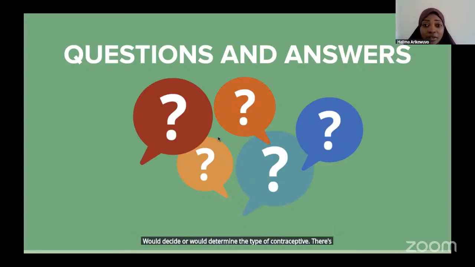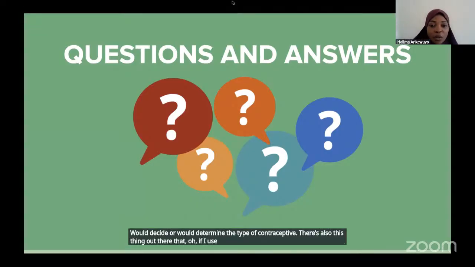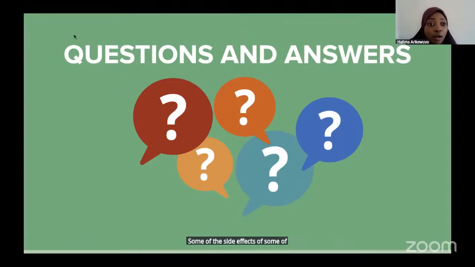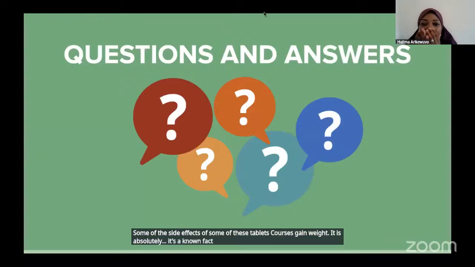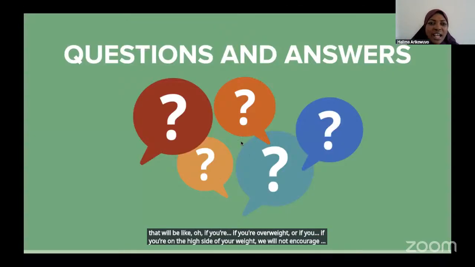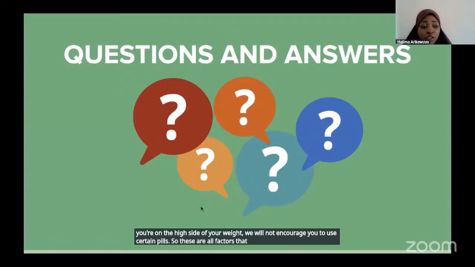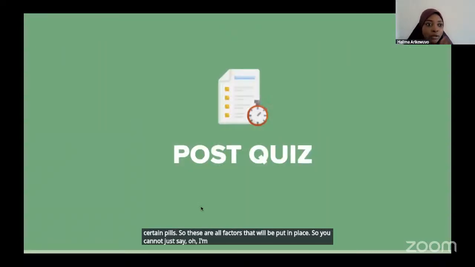There's also this thing out there that, oh, if I use this contraceptive pill, it's going to make me gain weight. Some of the side effects of some of these tablets causes weight gain. It is a known fact. So it depends. If you're overweight or on the high side of your weight, we will not encourage you to use certain pills. So these are all factors that will be put in place. You cannot just say, oh, I'm sitting down here and I'm going to swallow this pill. You need to see a specialist.